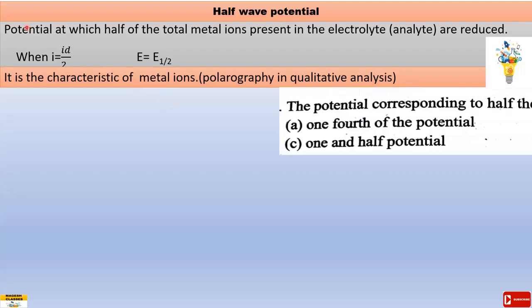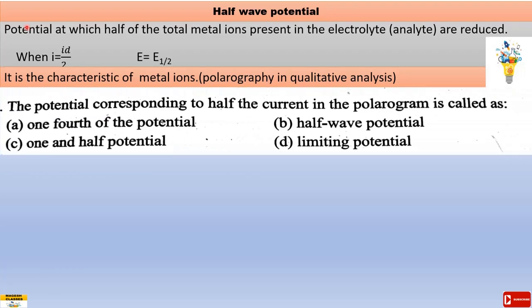The problem: the potential corresponding to half the current in the polarogram is called the half-wave potential. It's a direct question by means of definition. TRB PG 2012. Your answer is B.